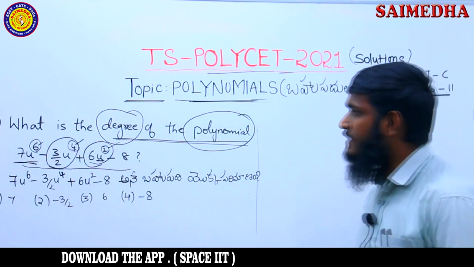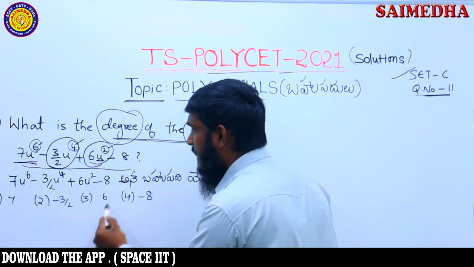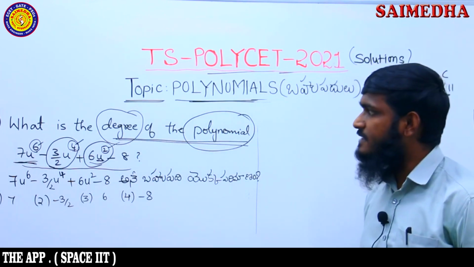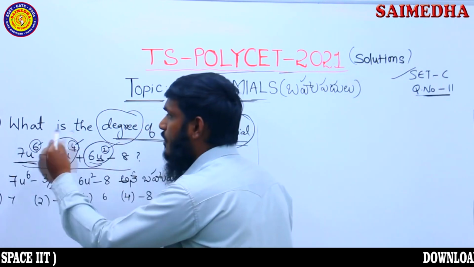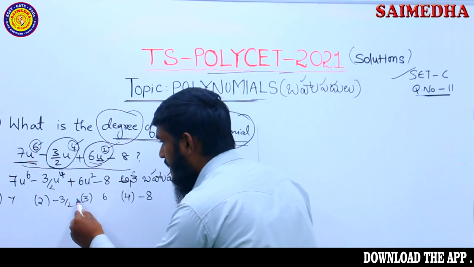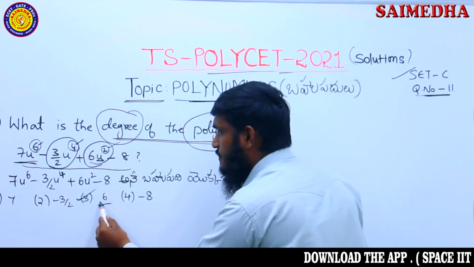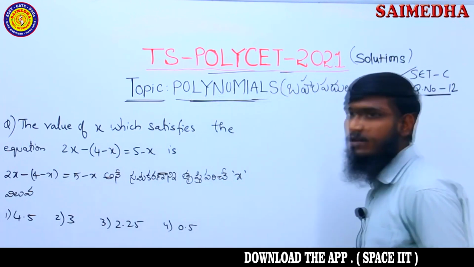So we can say the highest degree among these terms is equal to 6. Now let us check the options. Our first option is 7 minus 3 by 2, 6 or else minus 8. We came to know that the highest degree among these terms is 6, so let us go with option number 3: the degree of the polynomial is equal to 6.